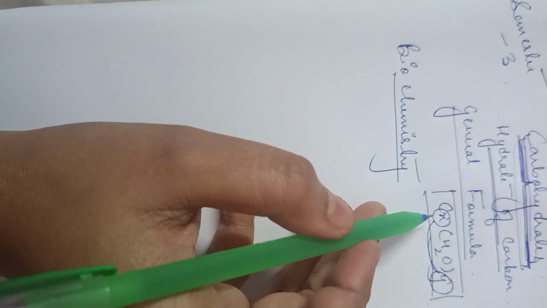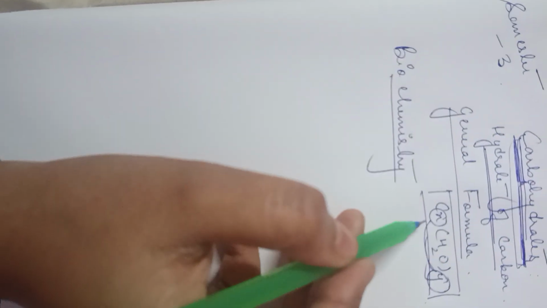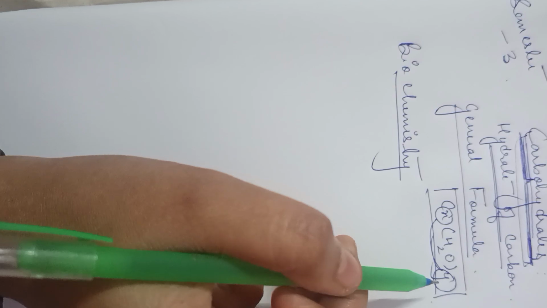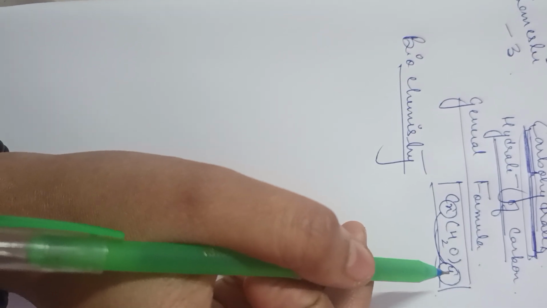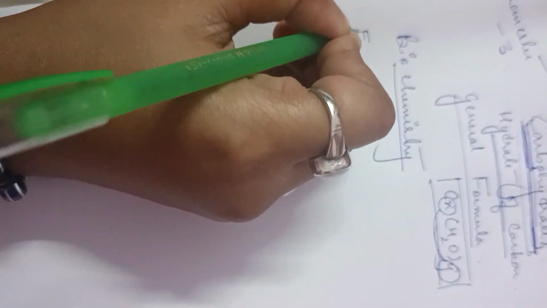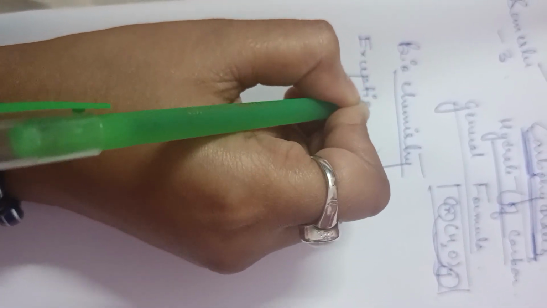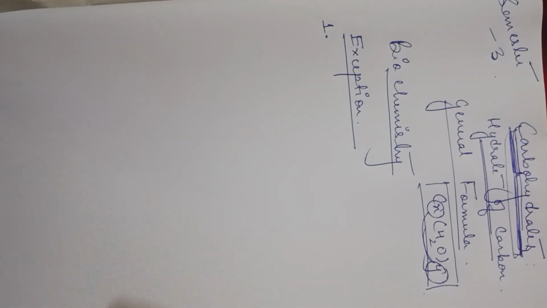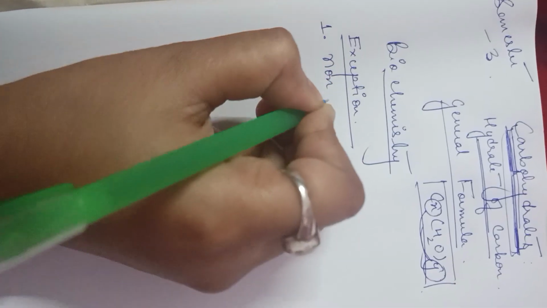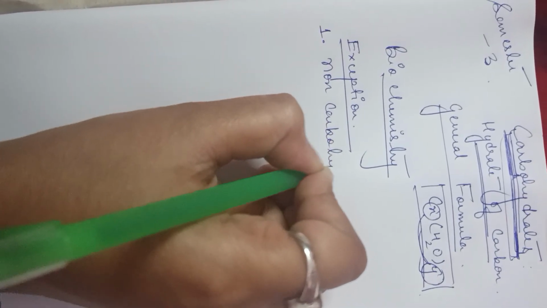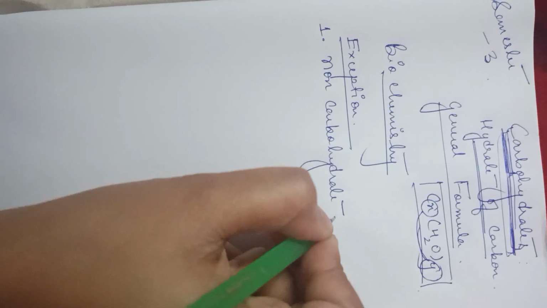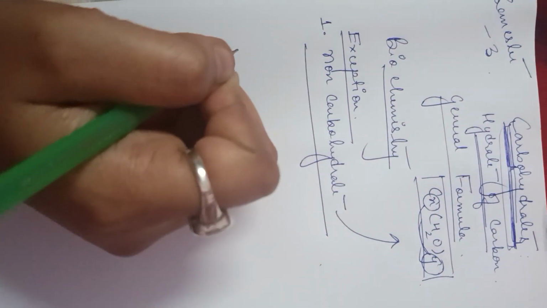So what are the exceptions? Some non-carbohydrate molecules also follow this formula. As of now, what non-carbohydrate molecules can follow this formula? I am giving examples. You can give a heading: exception. Exception number 1: non-carbohydrate molecules that follow this formula.